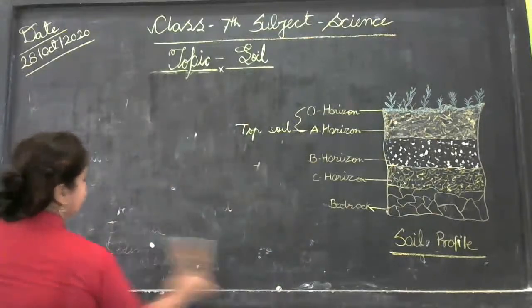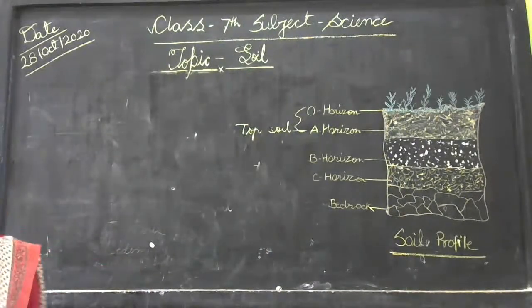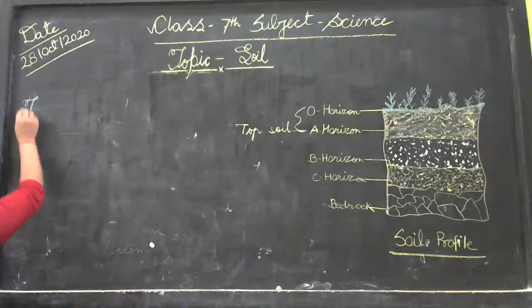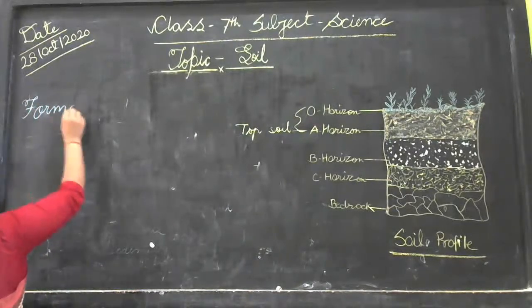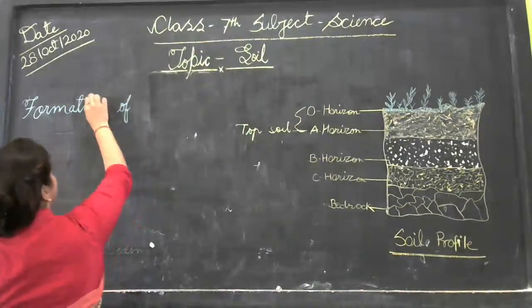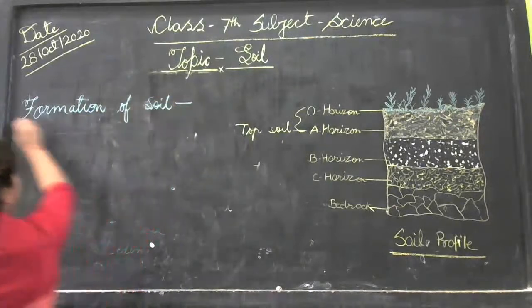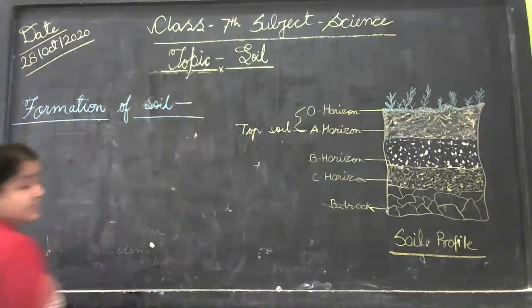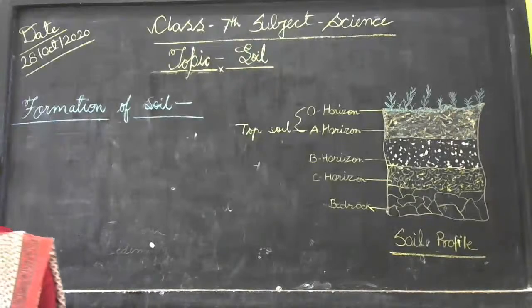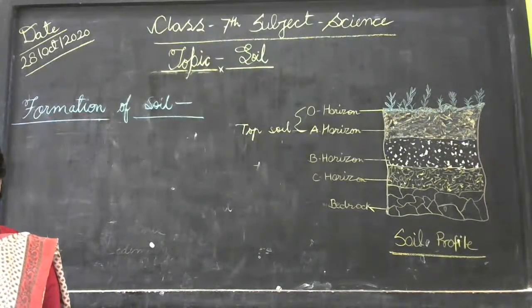What the topic is now? The topic which we are going to read is the formation of soil. How is the soil formed? ये कैसे फॉर्म हुई? जो मिट्टी है, जो सॉइल है, वो कैसे फॉर्म हुई है? तो बच्चों इसमें बहुत कुछ नहीं है. There is not much to read in this.